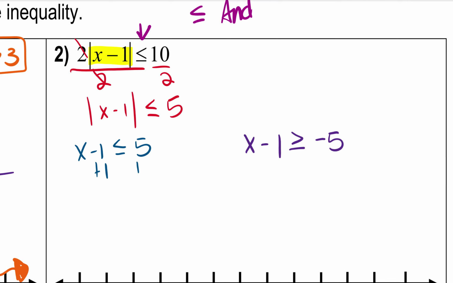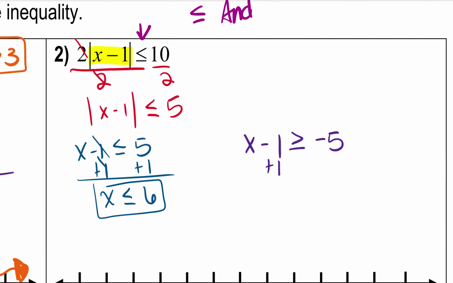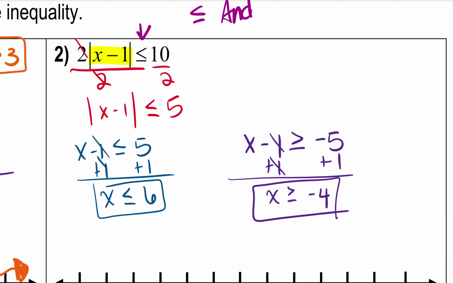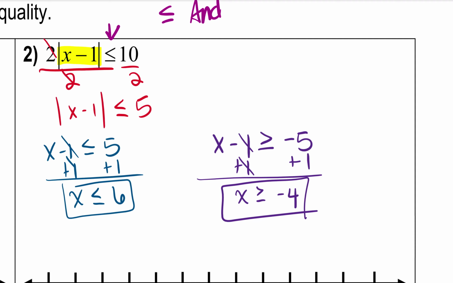So add 1 on both sides. X is less than or equal to 6. And on the right, add 1 to both sides. So I have x is greater than or equal to negative 4. And of course, I'm going to show you the right way to do this. So again, I'm going to start with the lowest number, which is negative 4. So I have negative 4 less than or equal to x less than or equal to 6. And that's it.